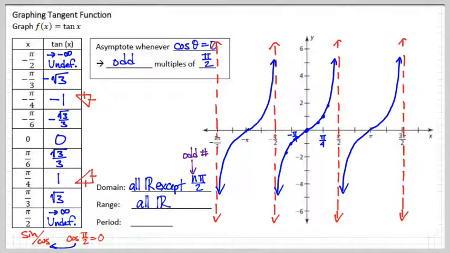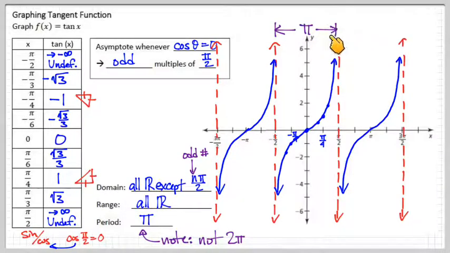And our period here is different. Our period here is only pi, because after pi, it repeats itself again. After 180 degrees, it repeats. So our tangent graph is different in that sense.